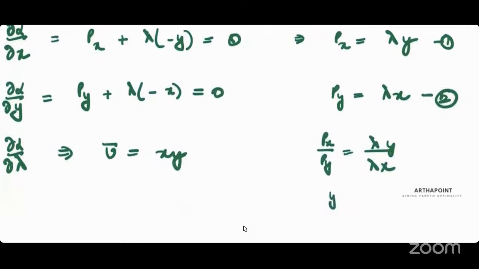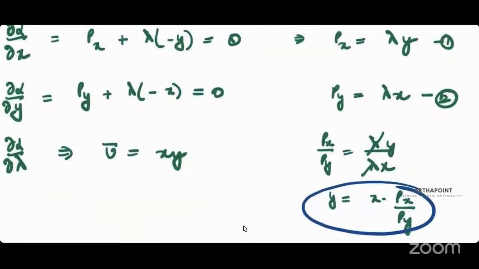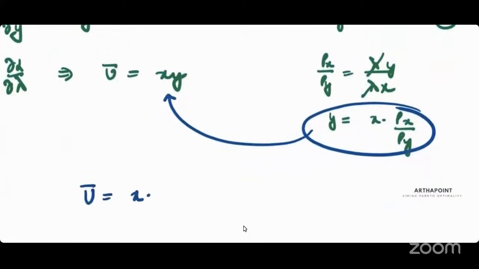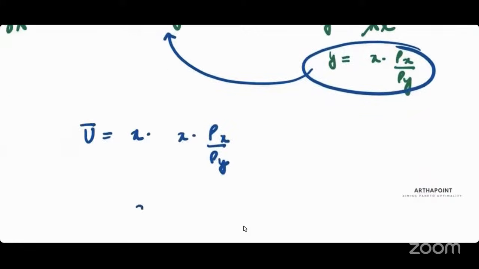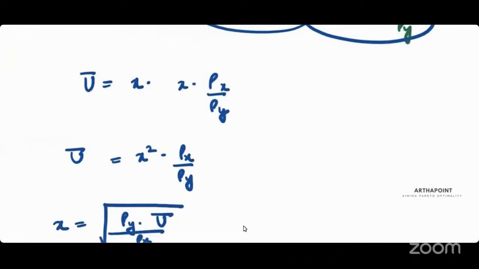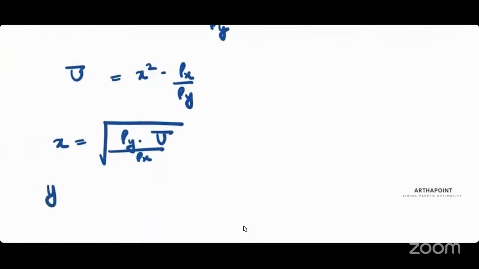And from here, I will get y is equal to x into px by py. This lambda will get cancelled. I will simply put this value here. And I will get u bar is equal to x into x into px by py. And x square into px by py is equal to u bar. So I will get x is equal to under root py into u bar by px. You can solve for y also from here. You will get y is equal to under root px by py into u bar.